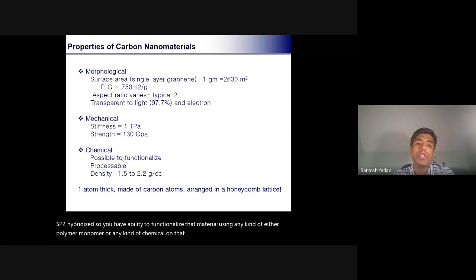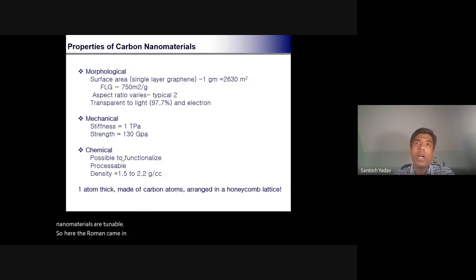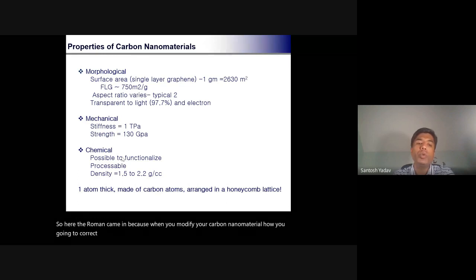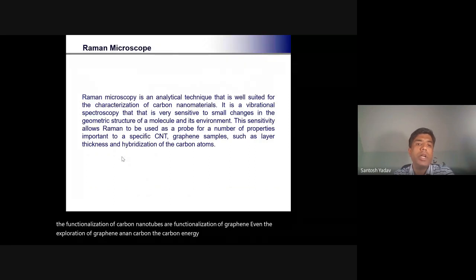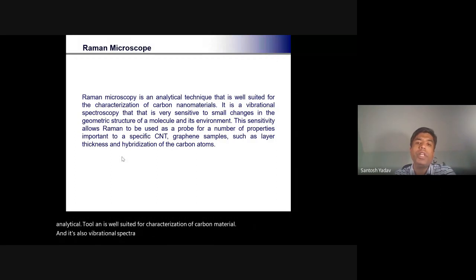So the surface of carbon nanomaterial is tunable. Here the Raman came in, because when you modify your carbon nanomaterial, how are you going to characterize it? Raman is the only tool you could use to characterize the functionalization of carbon nanotube or functionalization of graphene, even the exfoliation of graphene and carbon nanotube also. So Raman is an analytical tool well suited for characterization of carbon nanomaterial, and it's also a vibrational spectroscopy, and is very sensitive.